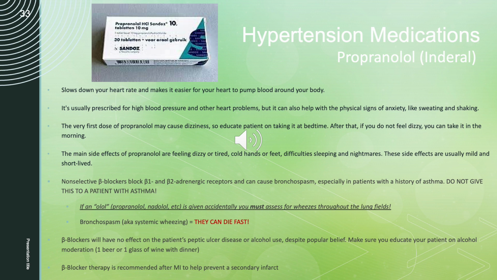Side effects: feeling dizzy, tired, cold hands, feet, difficulty sleeping, nightmares. These are side effects. They're usually mild. They're short-lived. Tell your patient these things. Now, non-selective beta blockers, beta 1, beta 2 adrenergic receptors, can cause bronchospasm, especially in patients with a history of asthma.